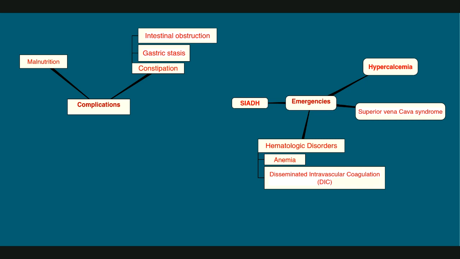Superior vena cava syndrome. You can have hematological disorders, so a patient can develop anemia and also develop some DIC, because you can imagine if their platelets are being broken down and if their bone marrow is being affected and different medications that they're getting, you can see how that DIC could occur with your cancer. So there could be emergencies with your patient as well.